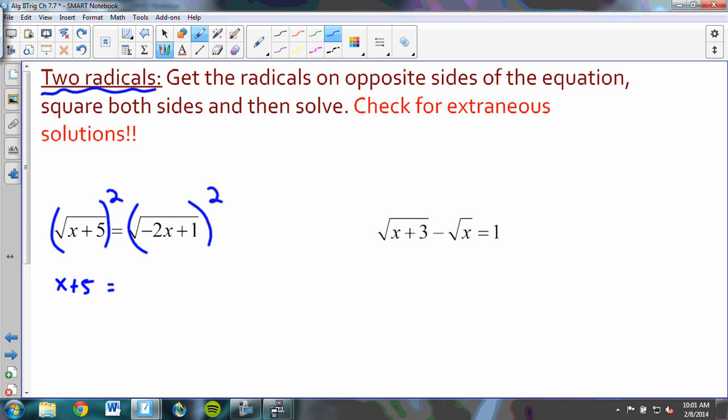So I'm going to square and I'm going to solve. x plus 5 equals negative 2x plus 1. I just solve from here and I get 3x equals negative 4, which means that x equals negative 4 thirds, not negative 3 fourths, which you might be tempted to say.